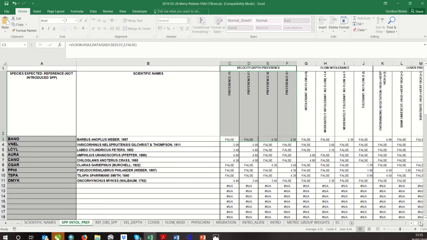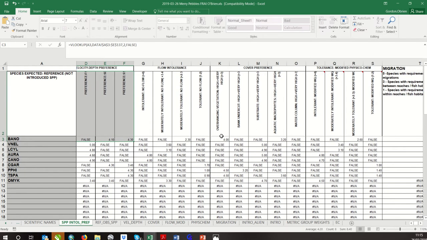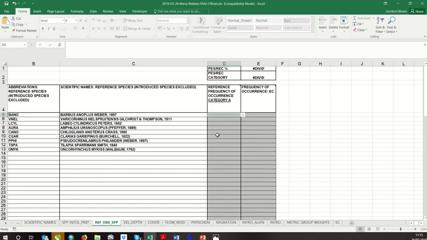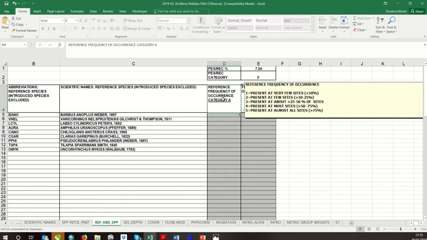And in terms of substrate types, they like undercut banks, they like cover, and they like macrophytes. So based on that information, I would say that they're quite rare. So my reference frequency of occurrence would say that they are not very common at that site. Do you agree with me?